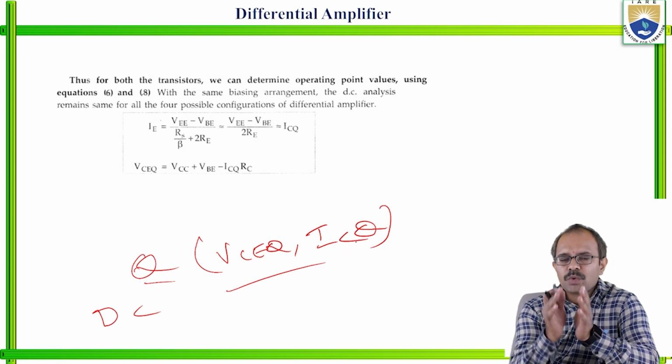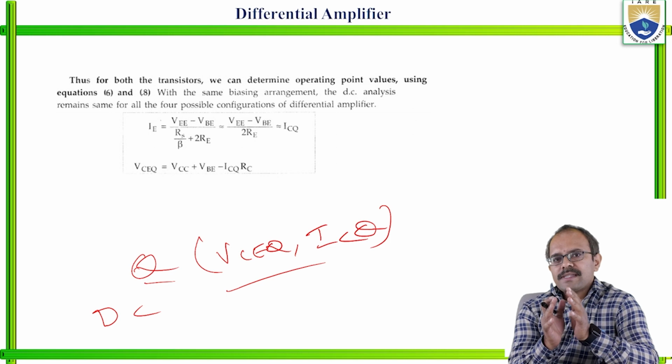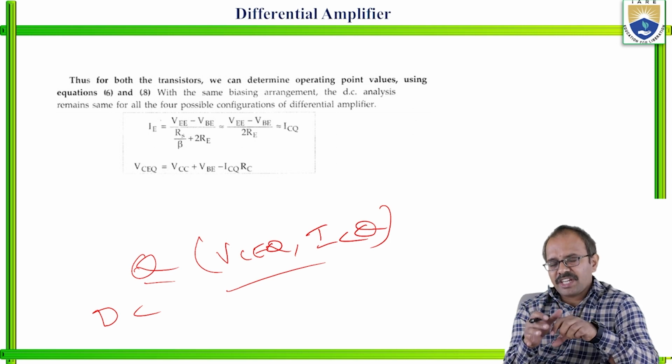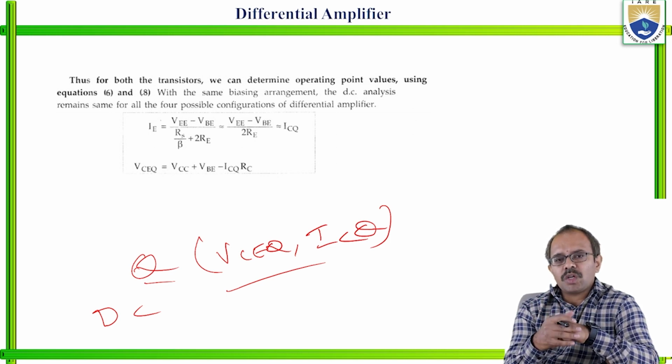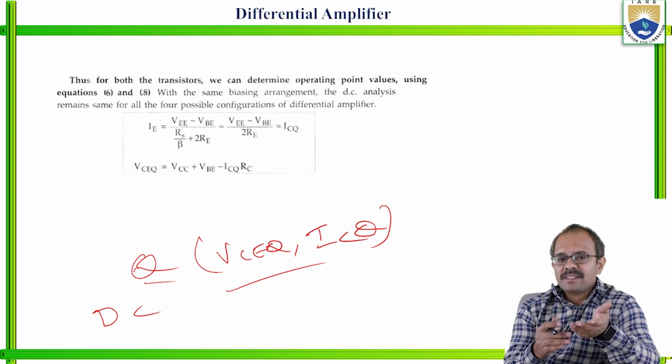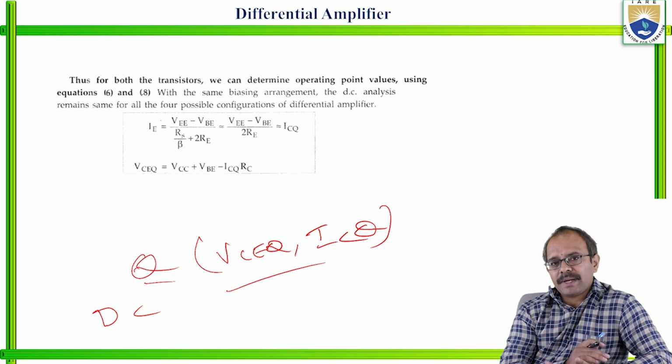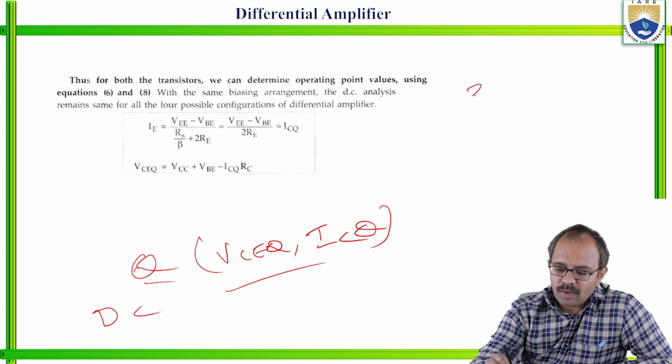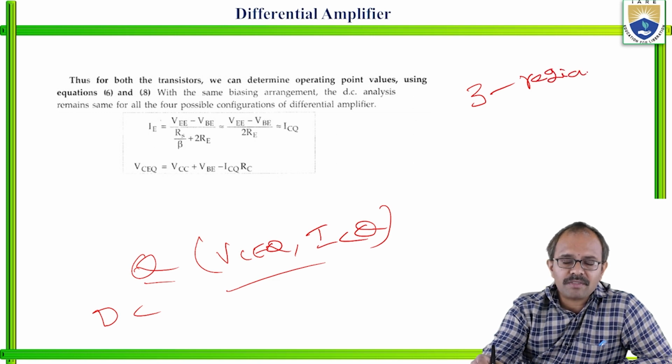You can find the quiescent point or operating point. That means in which region you want to operate your differential amplifier. Region means the amplifier circuit can operate in three basic regions, right? What are the three basic regions? There are three regions of operation.